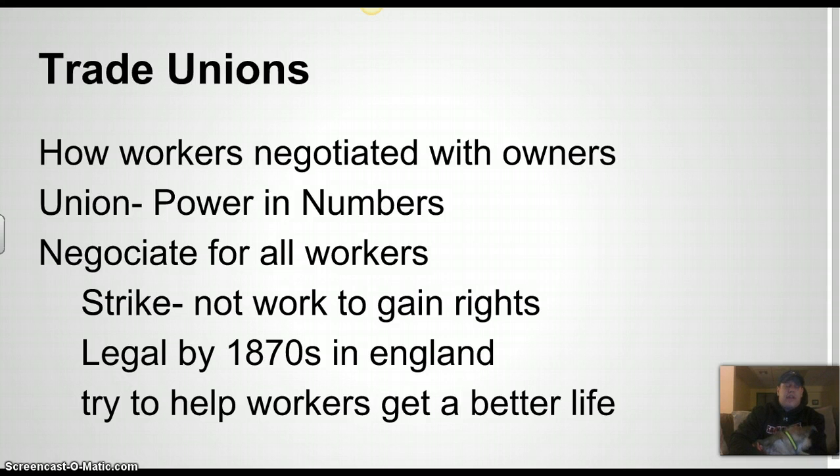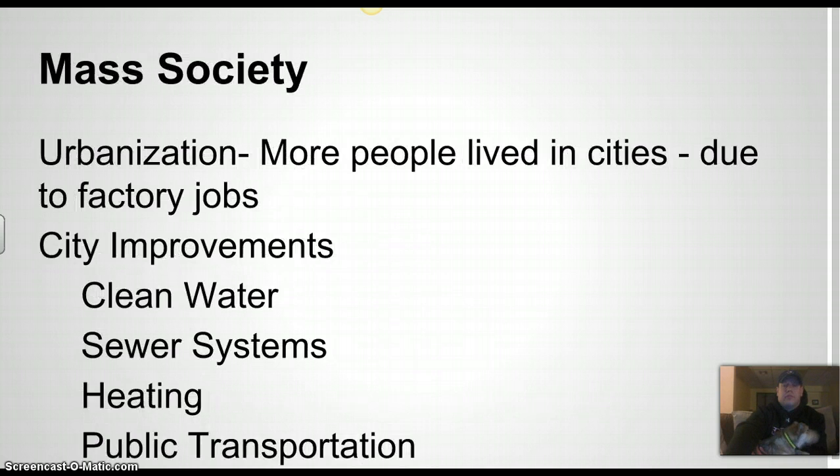One of the biggest ways, obviously, is to strike, when all the workers decide not to work until they get what they want. That way, no work gets done. The owner is losing money until he or she gives up and gives people what they need. Originally, strikes were illegal. In some countries like Russia and Germany, the military is brought in to break strikes up. But eventually, by the 1870s, strikes are legal in England, and workers can strike to try to get better lives for themselves.